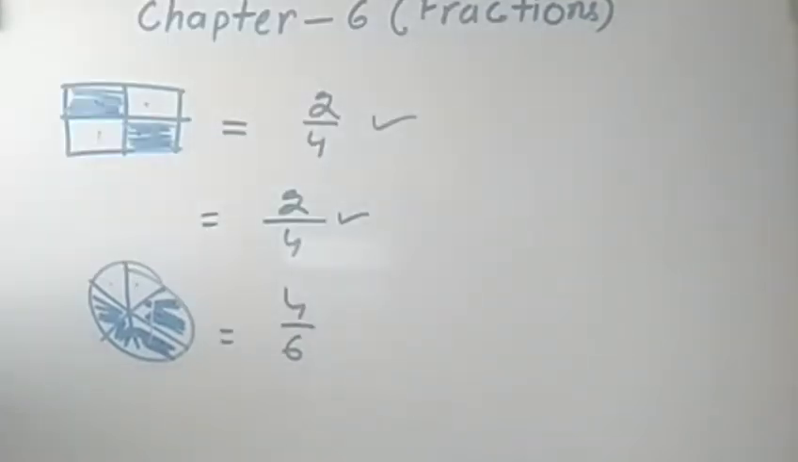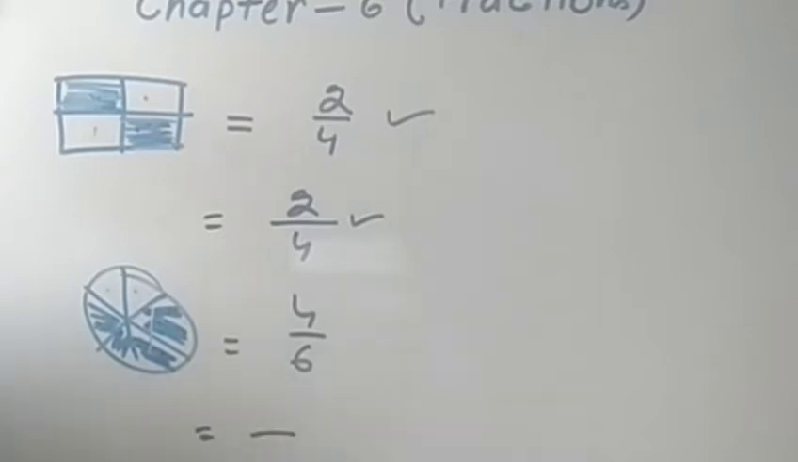And we can also write the fraction of unshaded parts. In a similar way, we write the total number of parts below this line and write the unshaded parts above this line. How many unshaded parts are there? Only 2. So 2 upon 6 is the fraction of unshaded parts.